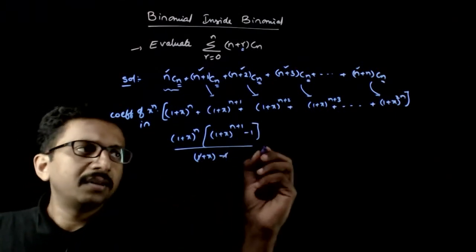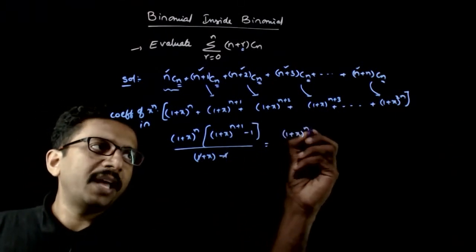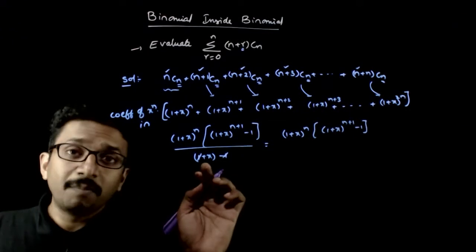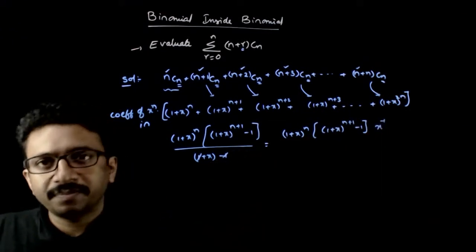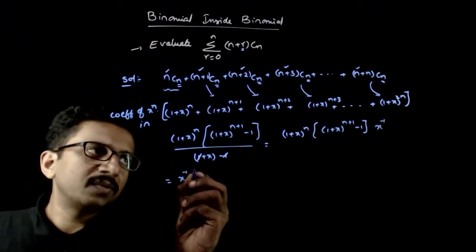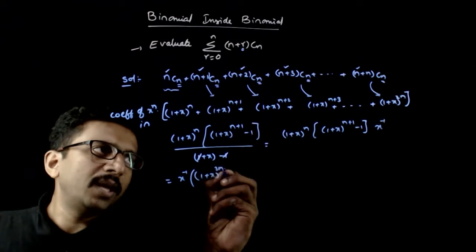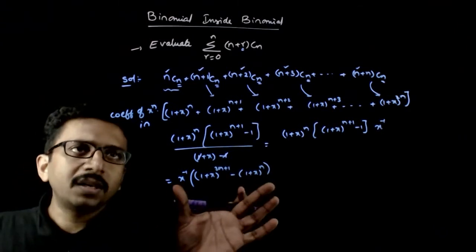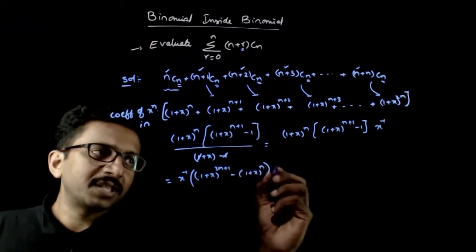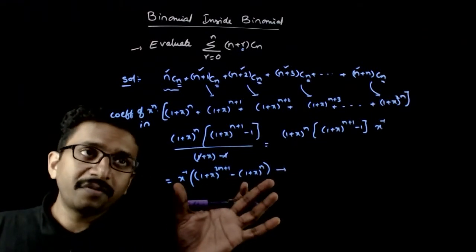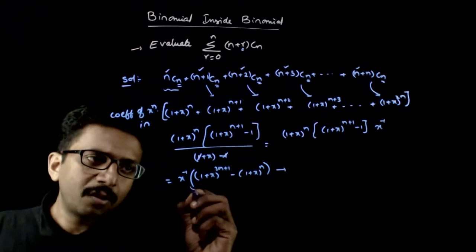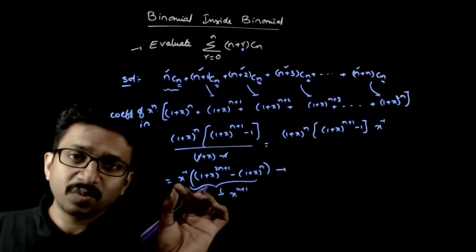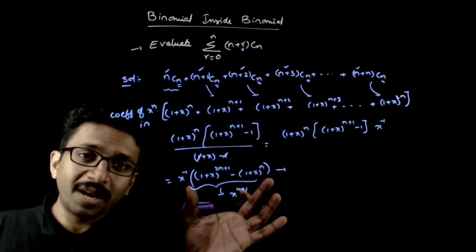If we cancel this out, that is equal to (1+x)^n into ((1+x)^(n+1) minus 1) by x, that is into x^(-1). That is nothing but x^(-1) into ((1+x)^(2n+1) minus (1+x)^n). Now I want this summation, which is nothing but the coefficient of x^n in this. The coefficient of x^n in this is nothing but the coefficient of x^(n+1) in this expression, because you have an x^(-1) outside. So you have to consider the coefficient of x^(n+1) here.